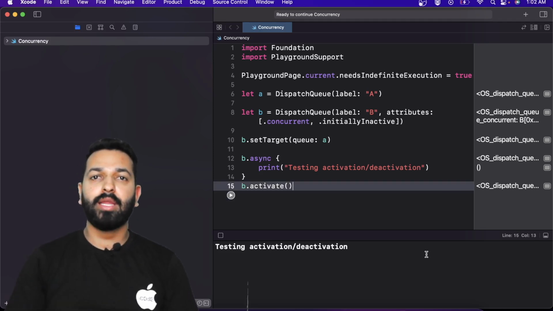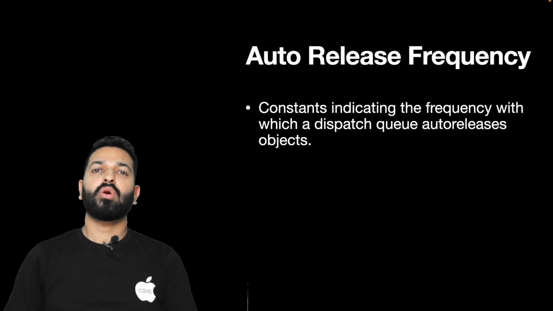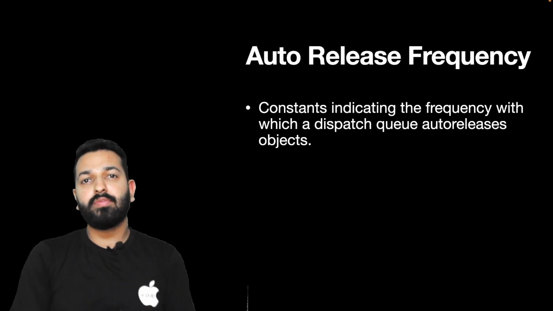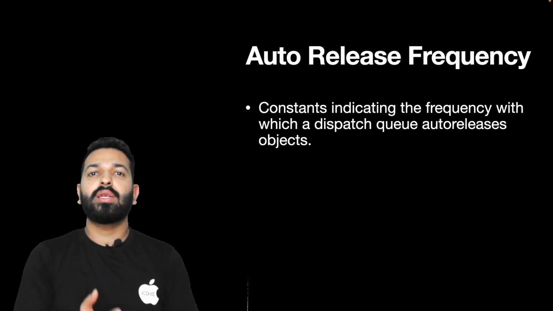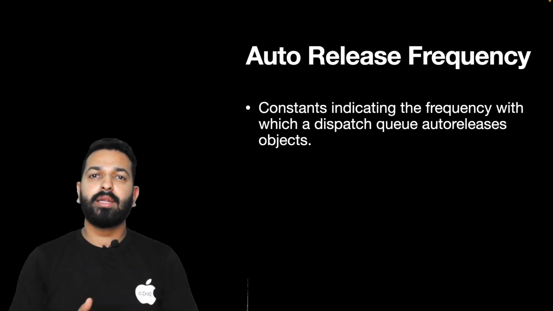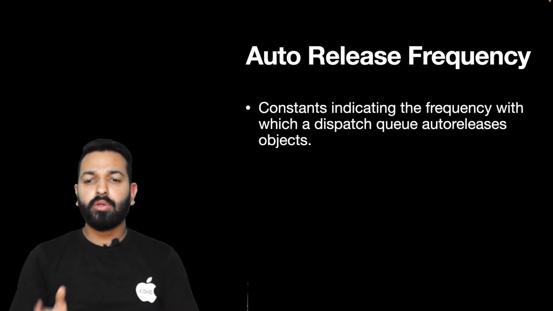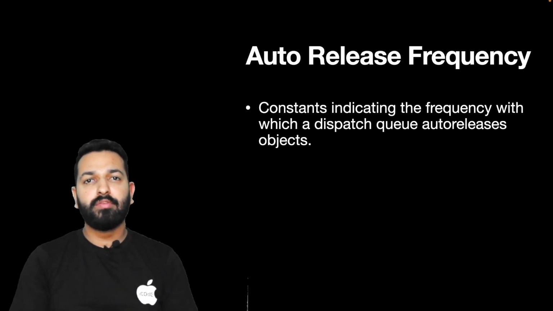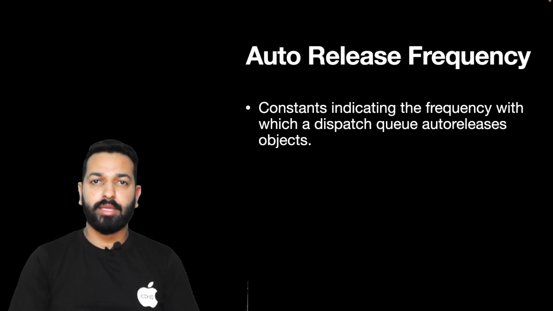Now the last parameter remaining is auto release frequency. Let's have a look at that. So auto release frequency is basically a constant which tells about the frequency with which the dispatch queue auto releases the objects. So I'm expecting that you know about ARC and that it takes care of the memory management, the auto release of the resources of the objects. So auto release frequency is related to that only. It tells about the frequency with which the dispatch queue auto releases the objects, how the auto release pool is managed by the dispatch queues.